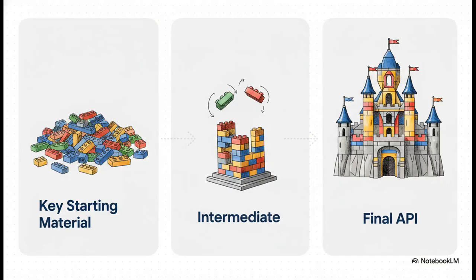Actually, let's look at this using an analogy we can all understand. Legos. Because it's a lot like building a giant puzzle. If the key starting material is your very first box of raw, unorganized Lego bricks, and the API is the finished, totally awesome castle, then the intermediate, that's the half-built tower sitting right there on your table.